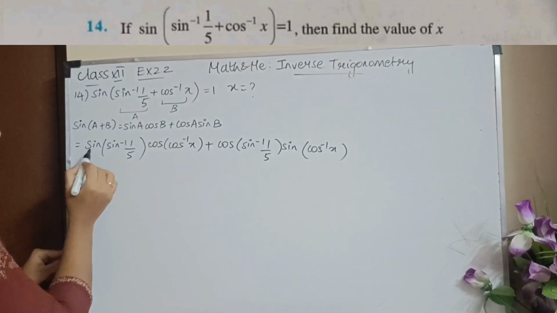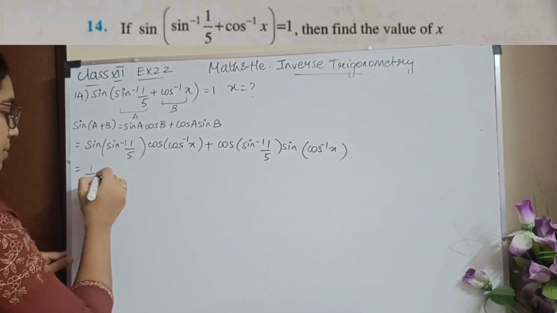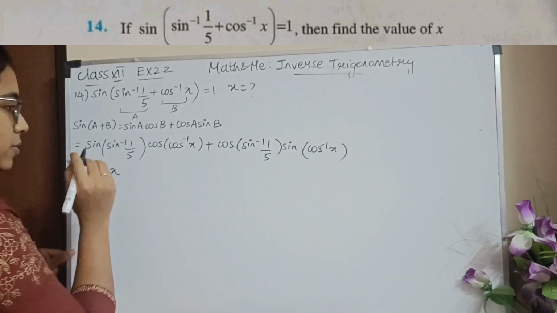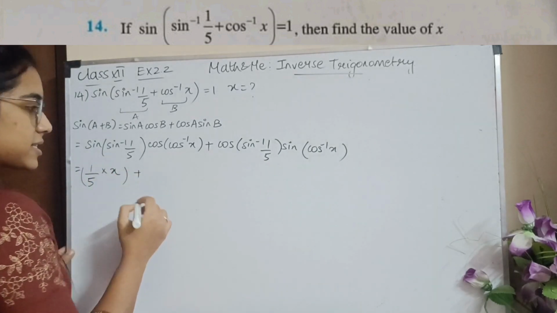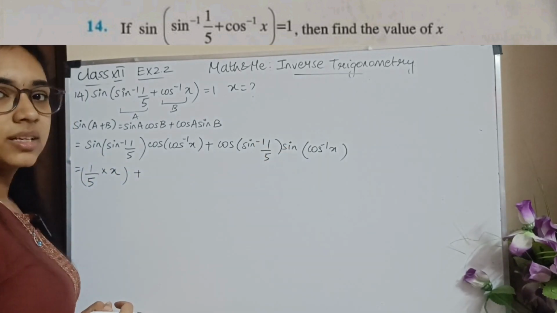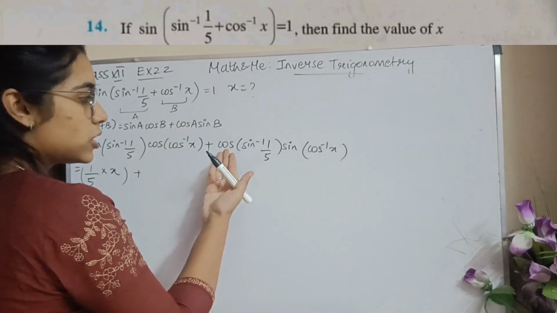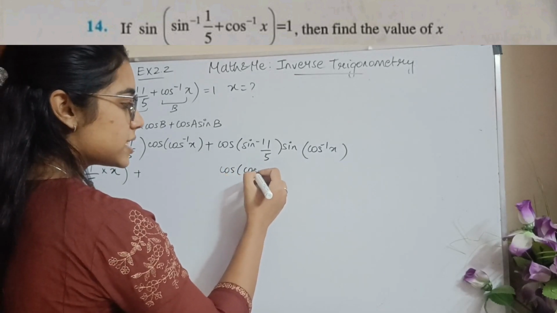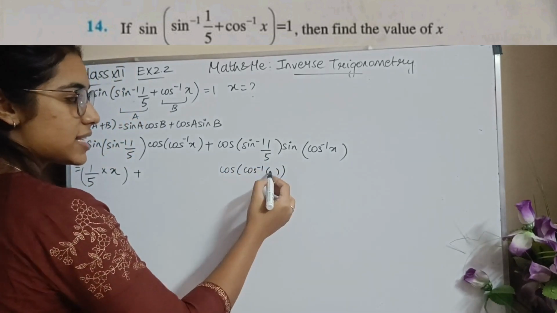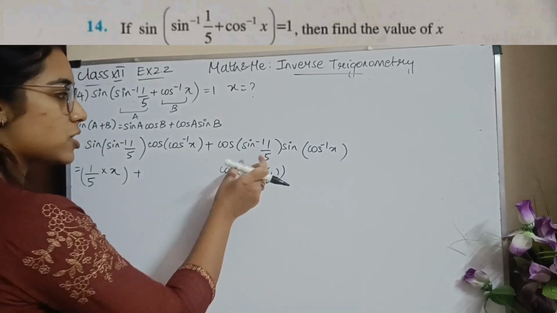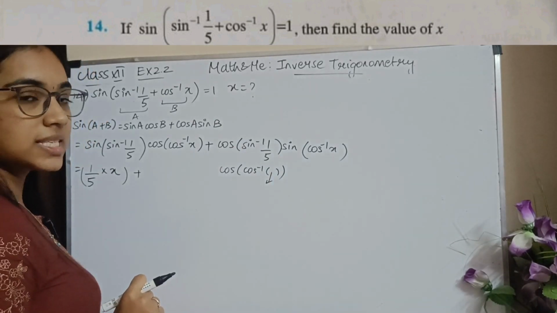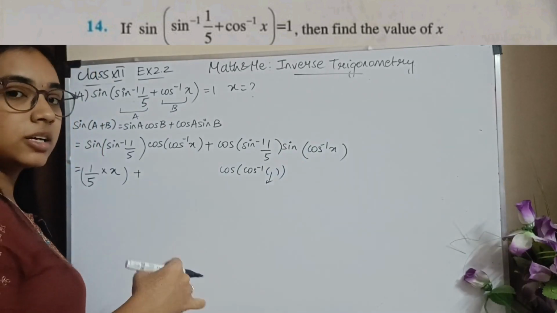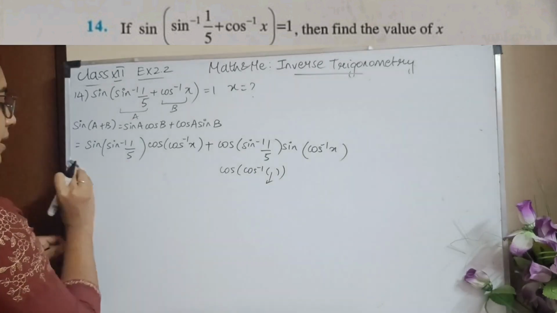What can I do? I see that sin inverse of theta will simply become theta, so 1 divided by 5. Cos inverse of theta will simply become theta, which is x. This is one term. Plus, I have cos of sin inverse of something. I do not know any formula which deals with cos and sin inverse together. Correct? So if I have cos inverse of something here, I can write this as simply the value that is here. So in the sine, I am going to try and convert this in terms of cos, and similarly whatever is here in terms of cos, I am going to change that in terms of sine.